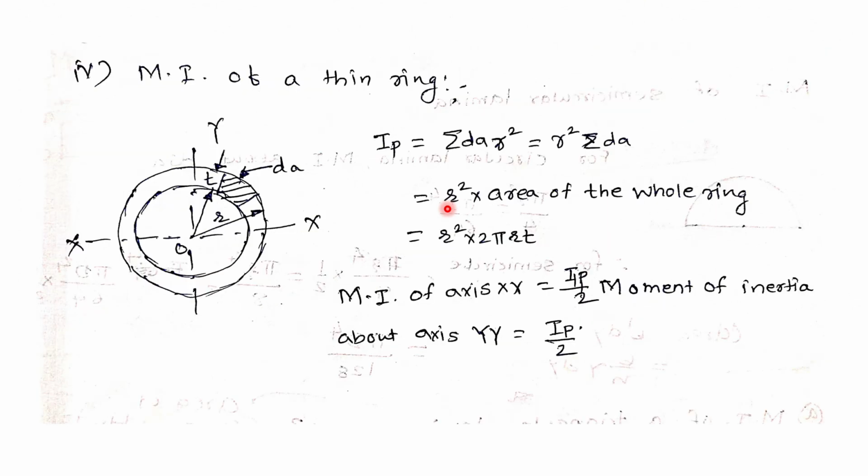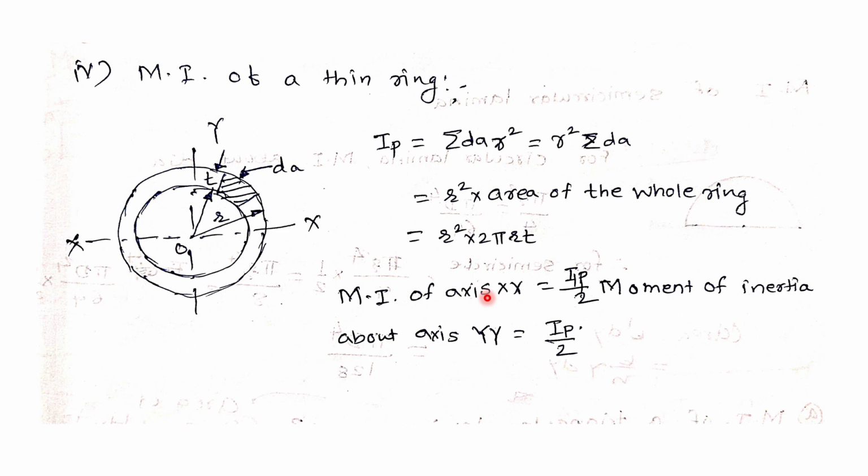Similarly, dear student, we can find the moment of inertia of a thin ring. Keep in mind, in the case of a circular pattern, it is the polar moment of inertia in terms of r and theta. So here we have the polar moment of inertia. It is the summation of the elemental area dA into the distance r square, and for the whole area we have to consider the area of this ring, which is nothing but twice pi r t.